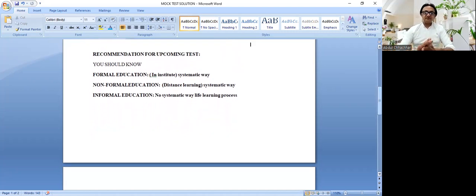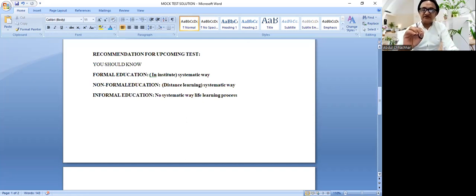Besides that, I also found one question related to education, which is formal education, non-formal, and informal education. So I wanted to explain to you the difference between these types of education. We consider these the types of education.